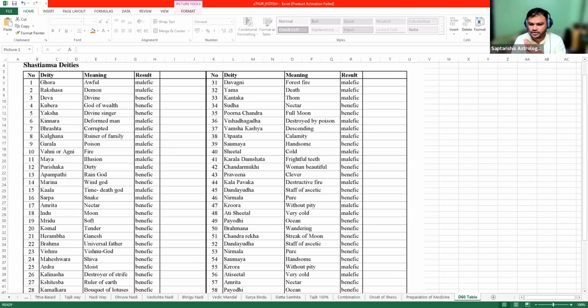Clear? Any doubt till now? You can ask. The affliction is to be seen from the D1 chart? Yes. In D1 and in D60, both are possible.